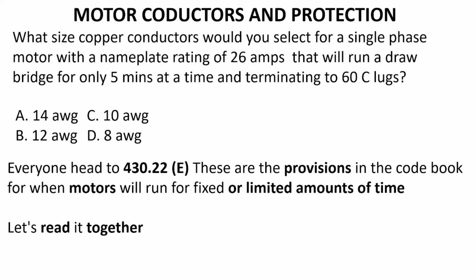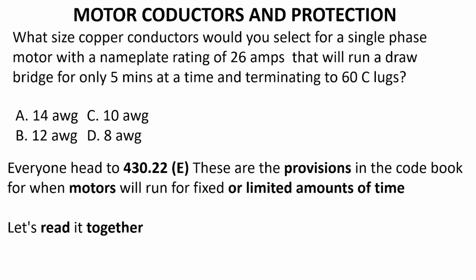And it says, for other than continuous duty, conductors for a motor used in short time, intermittent, periodic, or varying duty applications shall have an ampacity not less than the percentage of the motor nameplate current that is shown in 430.22(E). So if you look on the next page, on page 303, there's a table there. It's called duty cycle service. I want you to go ahead and highlight that table. You're going to be using this table likely in your test.